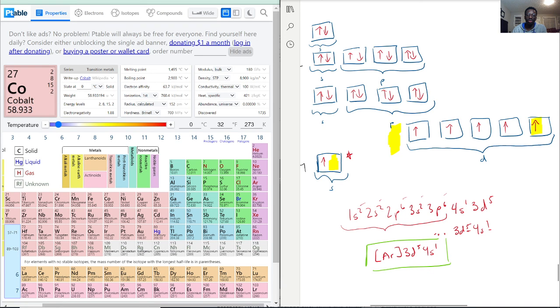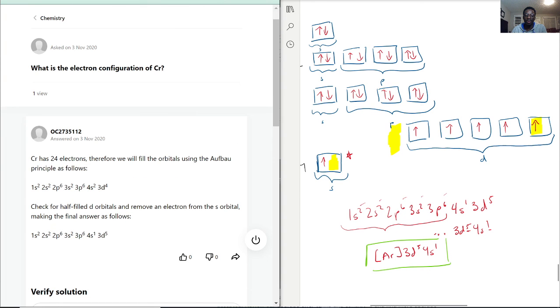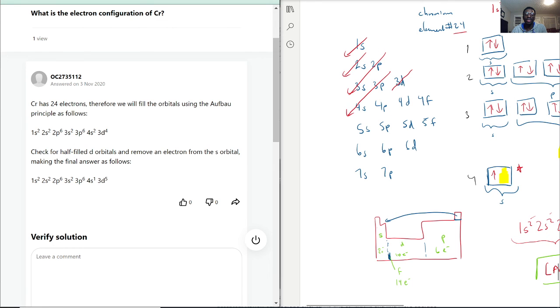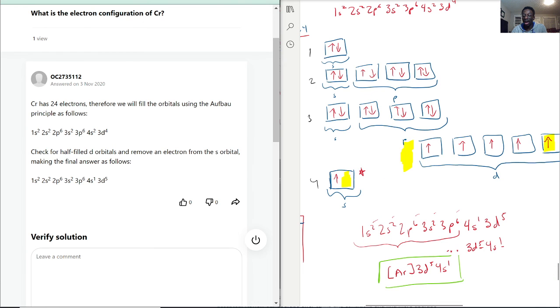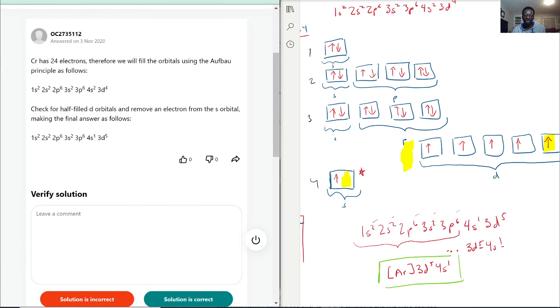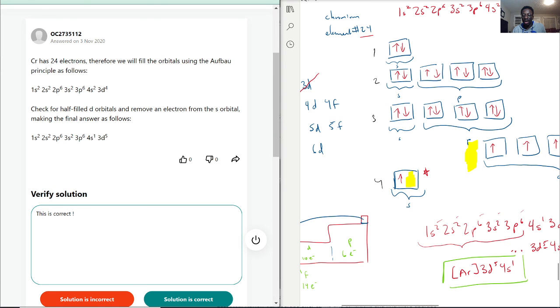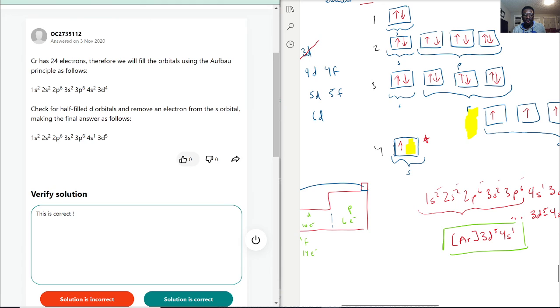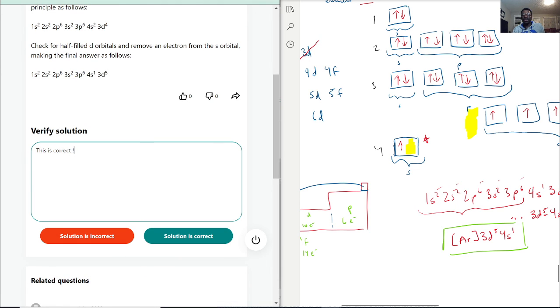Let's see how we did. If it loads, oh no, okay, there we go. Using the Aufbau principle, which is what we did earlier, we see that we get 3d4. But we checked for the half-filled d orbitals, and we removed an electron from the s orbital in the 4s to make it now half-filled. And that's how we got 4s1 3d5. So this right here is correct. All right. And exactly, you can write it either way you want, but as long as you know that it's 3d5 4s1, the solution is correct.